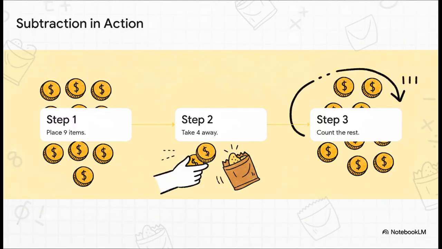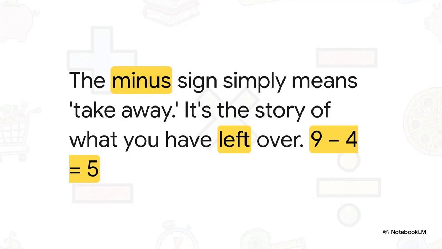Picture this. You've got 9 coins. You spend 4 of them on a snack. The physical action is taking those 4 coins away from your total. The mathematical question is, well, what's the result of that? And here's how we represent it. 9 coins minus the 4 you spent leaves you with 5. The minus sign simply means take away. It's the story of what you have left.